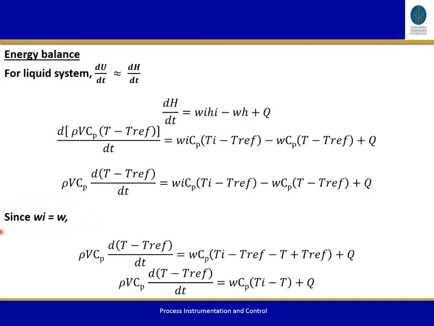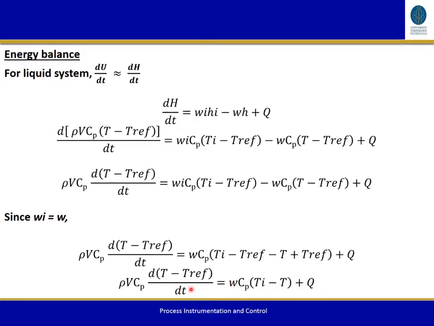From the mass balance derivation, we derive that wi equals to w, and we substitute this term into this. So this rho V cp d (T minus T reference) over dt will be equals to w cp, since we substitute by w, where this and this will be the same, thus we use it as a constant term, that's why we kept it outside. So w cp in bracket Ti minus T reference minus T, minus and minus will become plus T ref, plus q. Thus this term stays, so rho V cp d (T minus T reference) over dt equals to w cp (Ti minus T) plus q.